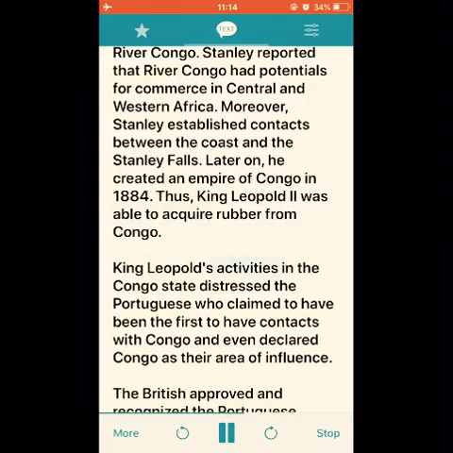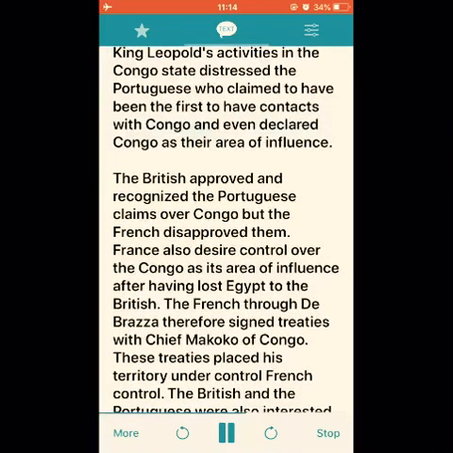King Leopold's activities in the Congo state distressed the Portuguese, who claimed to have been the first to have contacts with Congo and even declared Congo as their area of influence. The British approved and recognized the Portuguese claims over Congo, but the French disapproved them. France also desired control over the Congo as its area of influence after having lost Egypt to the British.